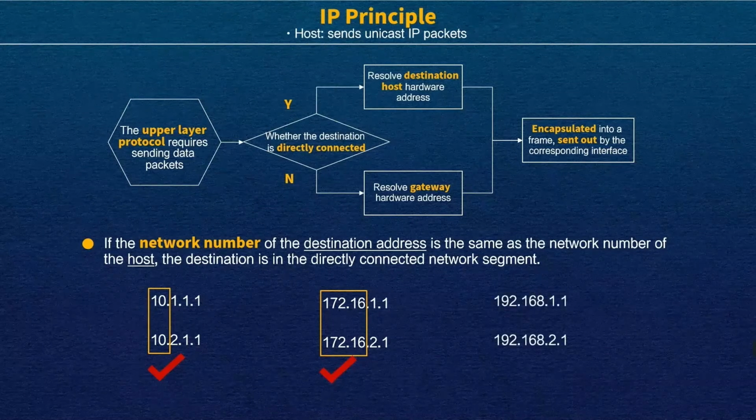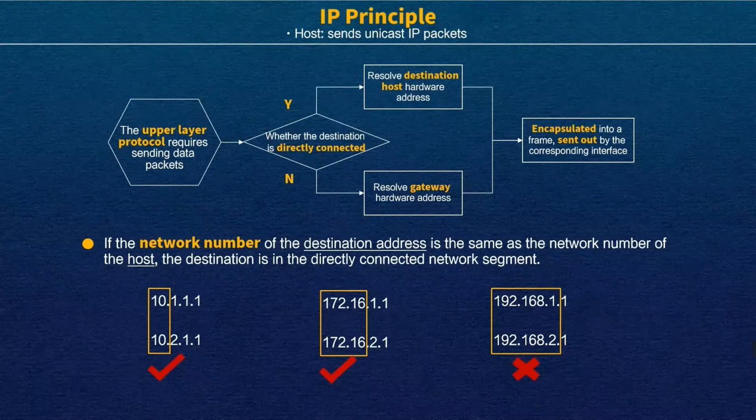But about the last one, 192.168.101, this belongs to class C. For class C, the first 24 bits belong to the network number. So comparing the first three parts, they are different, right? The third part is different. So they belong to different networks. They are not directly connected.